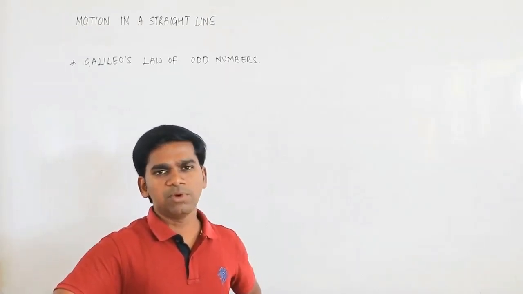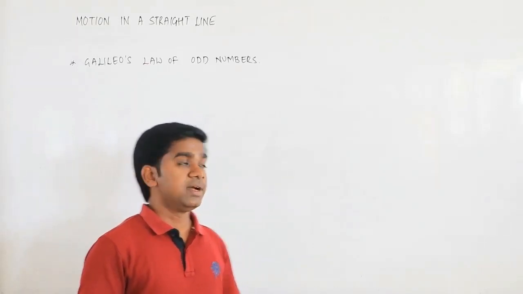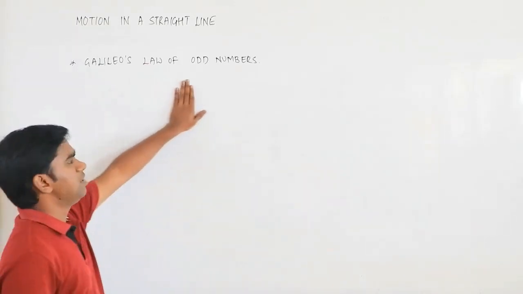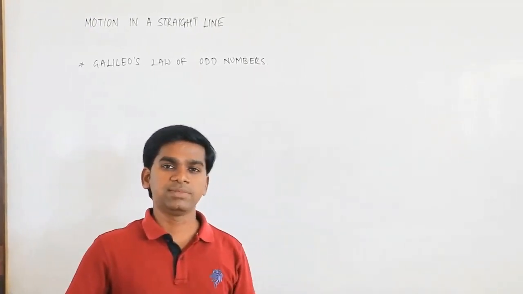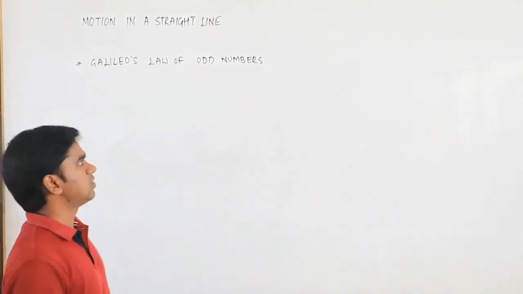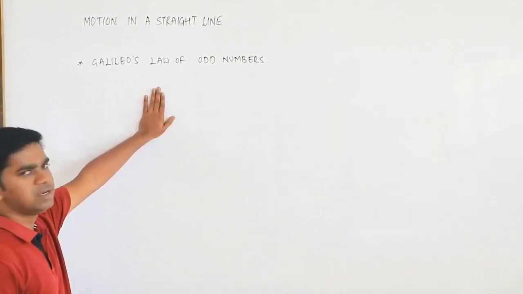Now one more very important concept as far as your board exam is concerned: Galileo's law of odd numbers. Sometimes they will ask for 3 marks to define or explain Galileo's law of odd numbers. So what did Galileo say about the odd numbers?